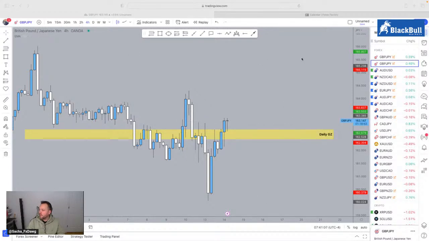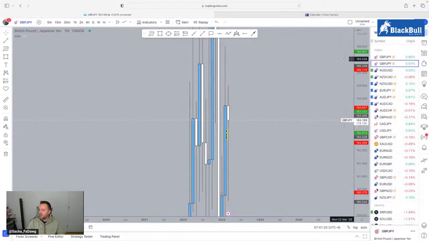All right, so let's start with GJ here. We're gonna take a look at two approaches on GJ. We're gonna look at the swing approach and the scalp approach. First, let's start with the swing approach because we need to start with the higher time frame. So let's start with the weekly.